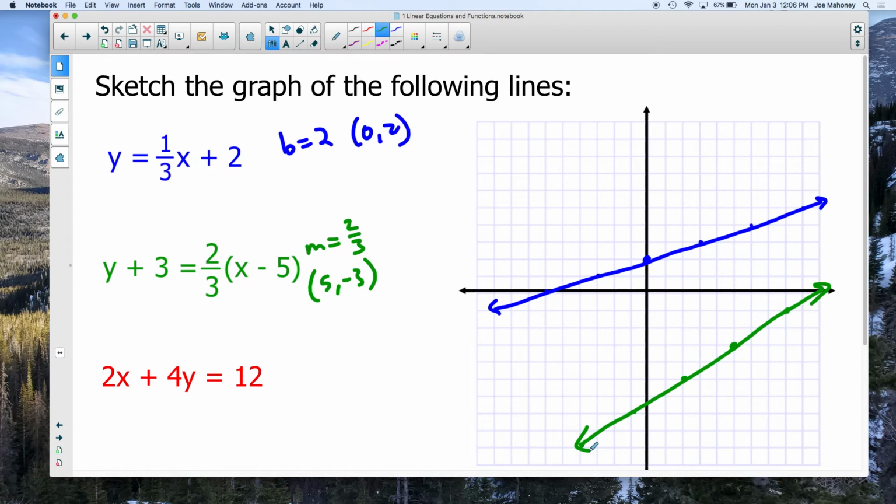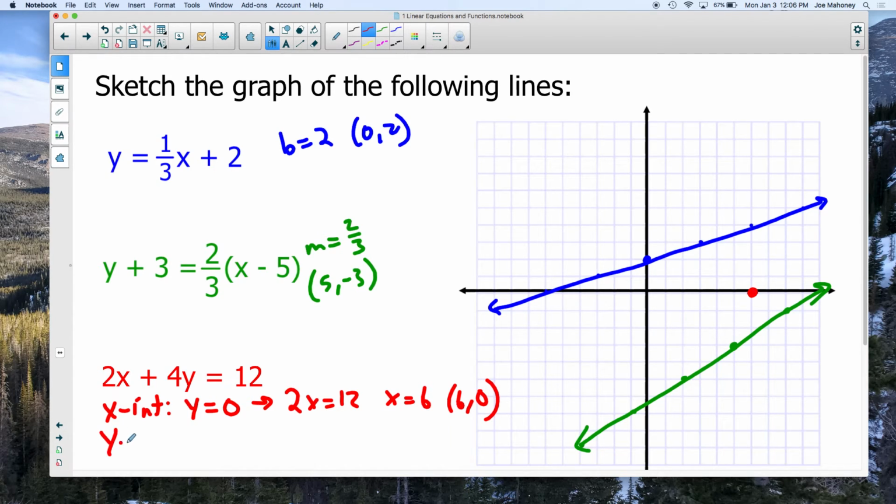But I don't know either one for the red line. But that's okay. Let's find its intercepts. So if I find my x-intercept, that's where y equals 0. And when I plug in 0 for y, I basically get 2x equals 12, so x equals 6. So the x-intercept is the point 6, 0. I know the graph crosses right here. And if I do the same to find the y-intercept, that's where x equals 0. So when x equals 0, I get 4y equals 12, or y equals 3. So the point 0, 3 is the y-intercept.